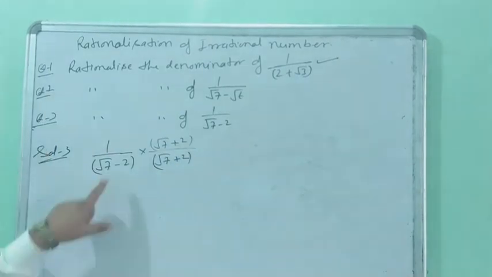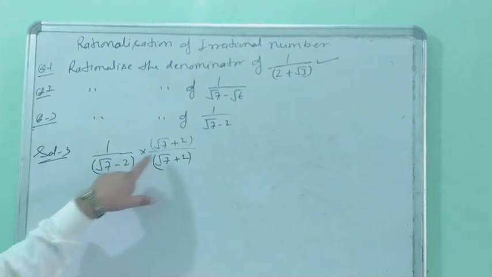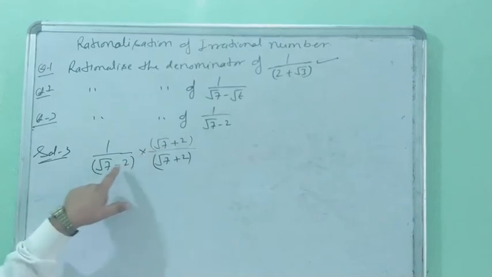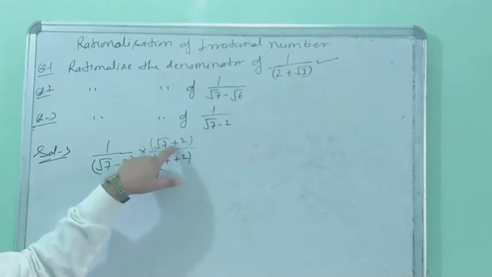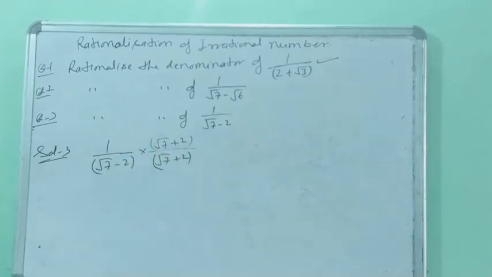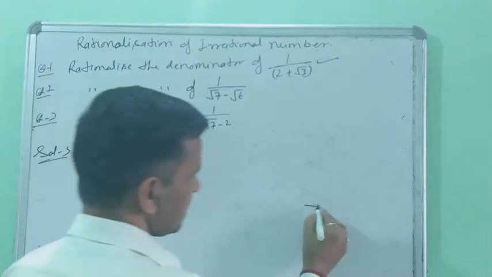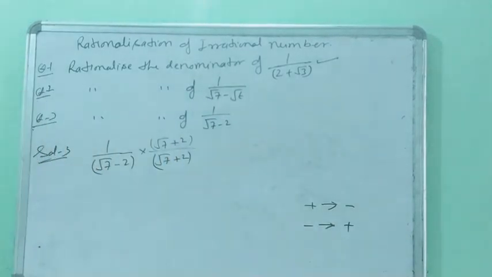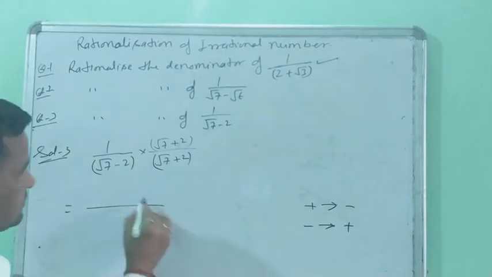For the conjugate of root 7 minus 2, only the sign is changed. The numbers stay the same, root 7 and 2, but the minus sign becomes plus. If you write plus, then the conjugate is minus. The conjugate of the plus sign is minus, and the conjugate of the minus sign is plus. Then the same thing is multiplied in the numerator.